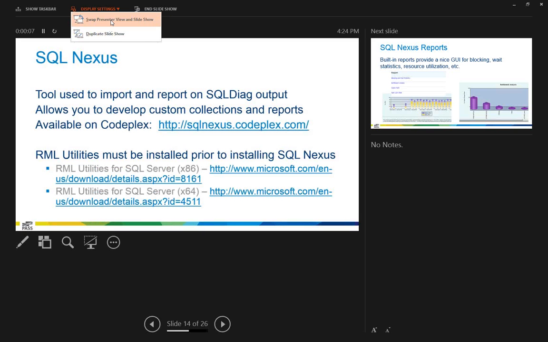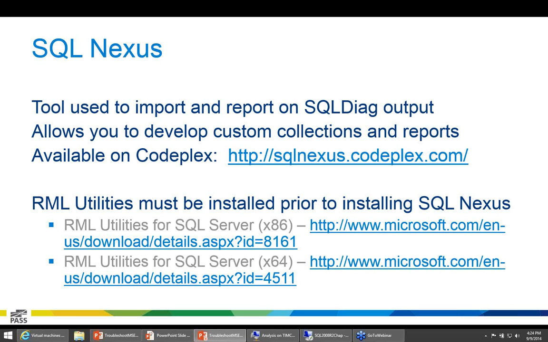Now, one thing you need to be able to use SQL Nexus are these utilities called RML utilities. You want to go out to Codeplex, and there are links out on Codeplex that point you to the latest version of these RML utilities. And there's actually a new version of SQL Nexus out on Codeplex. Now the UI for SQL Nexus itself is actually pretty nice. There are a few limitations to it, but it's pretty nice.